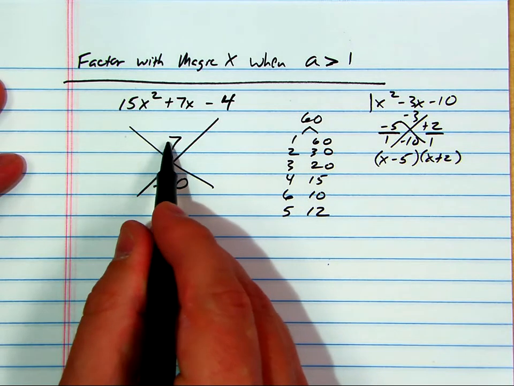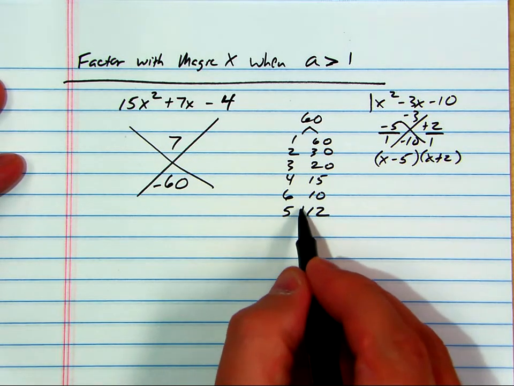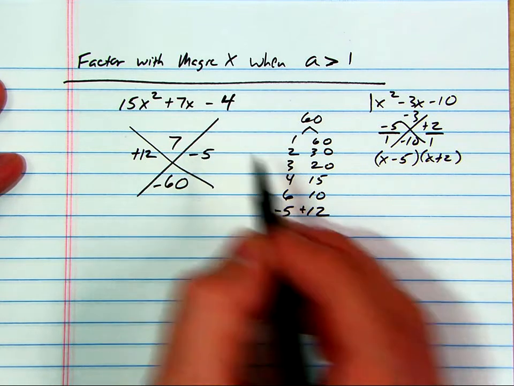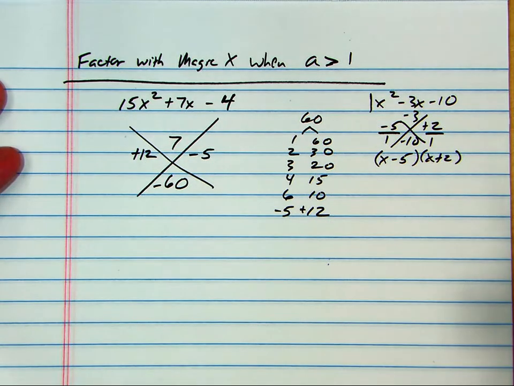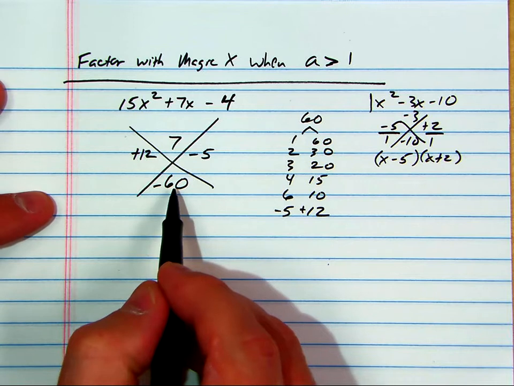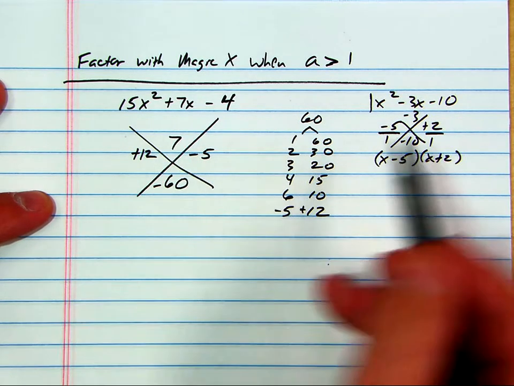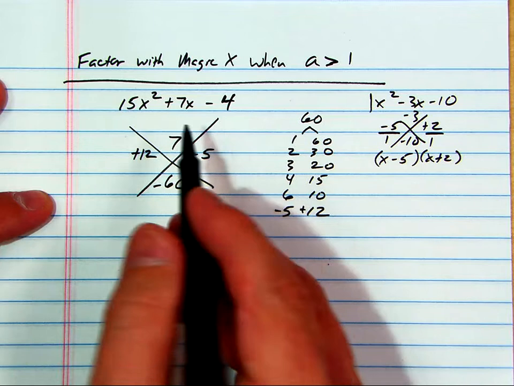And it has to be positive 7, so I know the 12 has to be positive. So I'm going to write it over here: plus 12 and minus 5. That's the answer to the riddle. You're trying to figure out what numbers multiply to get 60 but add up to 7, because this is the opposite of double distribution.